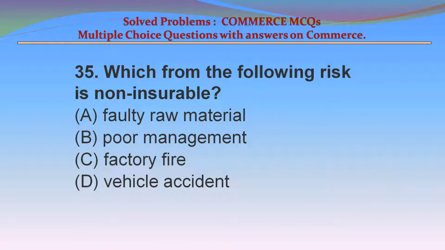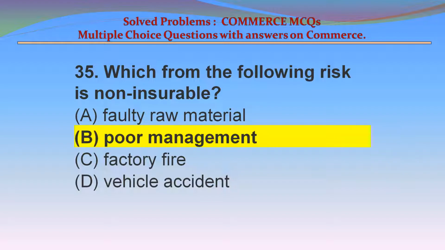35. Which of the following risks is non-insurable? Option A, faulty raw material. Option B, poor management. Option C, factory fire. Option D, vehicle accident. Answer B, poor management.